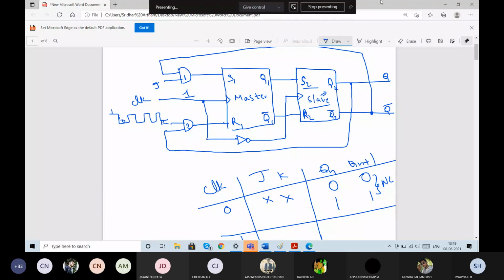Are you people able to see my screen? Yes, ma'am. Okay, fine. Because of the power issue, I'm facing some network issue as well.